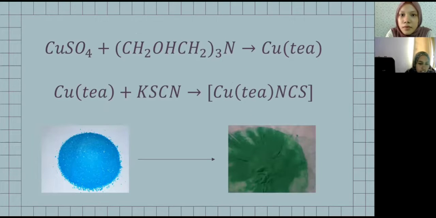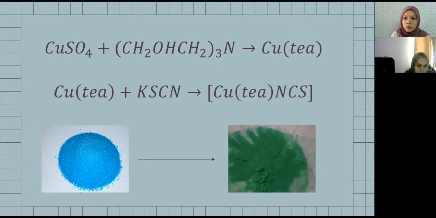All right, so this is the chemical equation, which is copper sulfate reacting with triethanolamine to produce copper triethanolamine. TEA is the short form for triethanolamine. So the copper triethanolamine will react with potassium thiocyanate to produce the copper 2 triethanolamine thiocyanate compound.